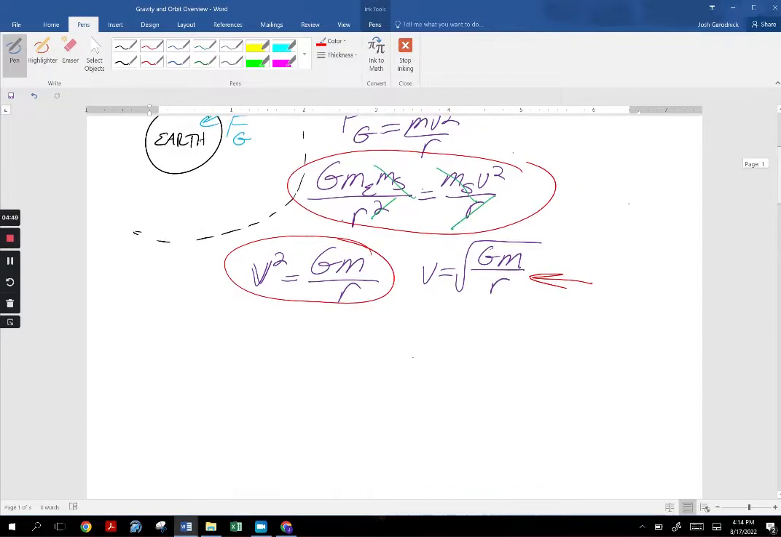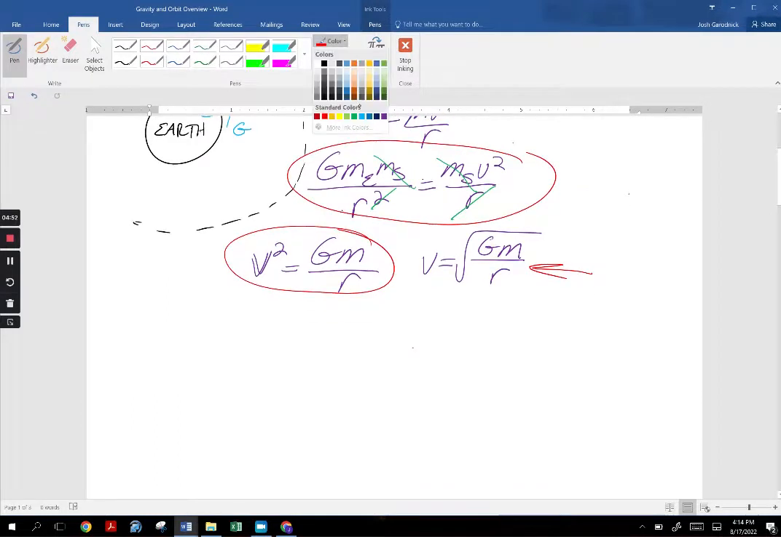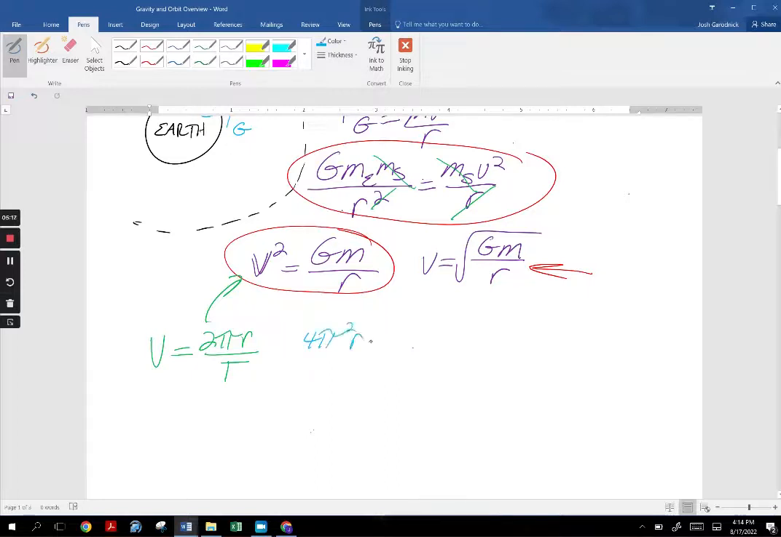Let's take this a little further, because that's it. We did some calculations in class, but we have this friend. You know who I'm talking about. I'm talking about v equals 2 pi r over the period. And we can bring this friend to the party. If I do, I get 2 pi r over T, squared. Careful, square every term: 4 pi squared r squared over T squared equals GM over r.